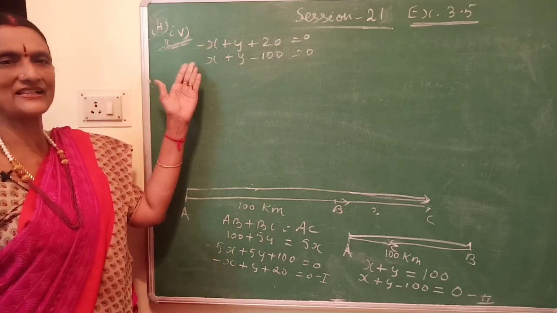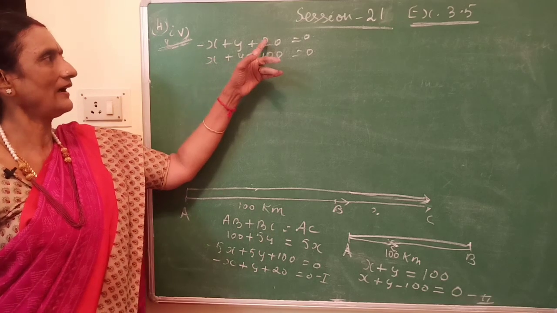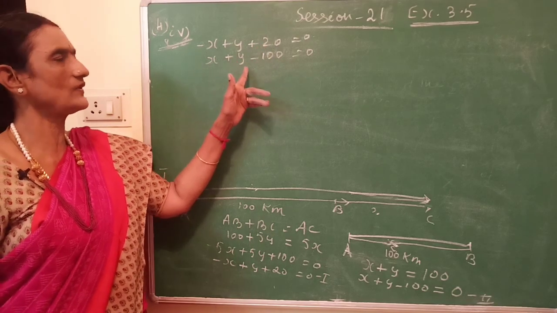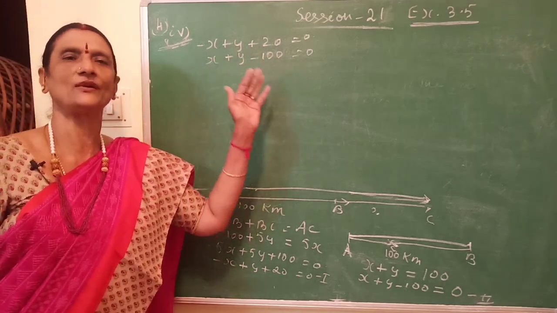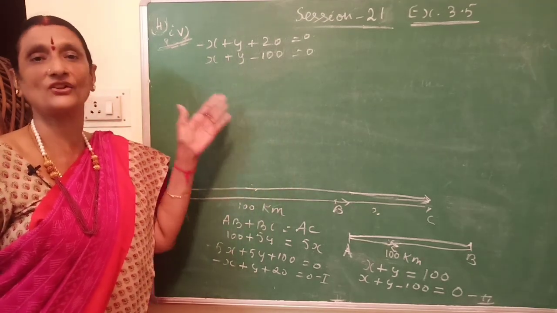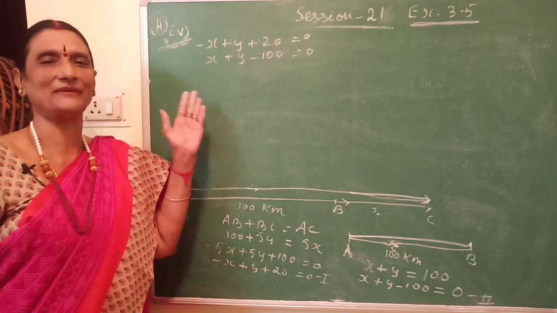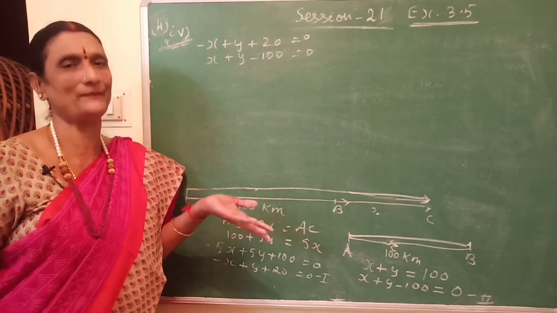What happens? Minus x and plus x, if you add them, they get cancelled. Then y plus y is 2y, and this becomes minus 80. So 2y minus 80 equal to 0, y is equal to 40. We can still do it. I can even ask you to do that, but I want you to apply the cross multiplication method and do it so that you get more familiarity.